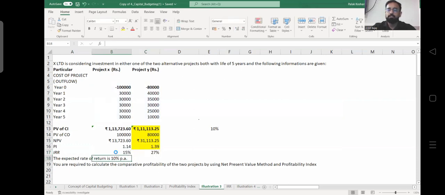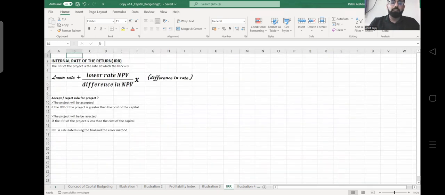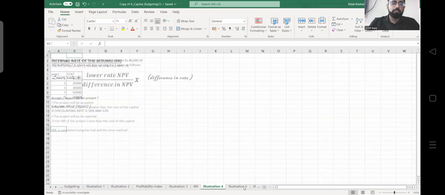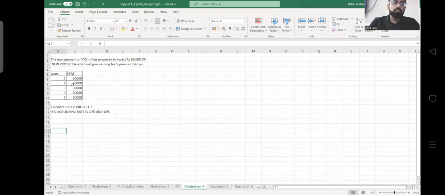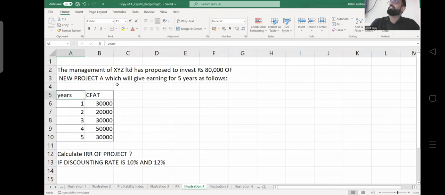Is it clear? Pakka? See, so many times we have discussed IRR, right? If you want to read about IRR, theory is given here. And also you can calculate the IRR of this question. Is it possible to calculate IRR of this question?